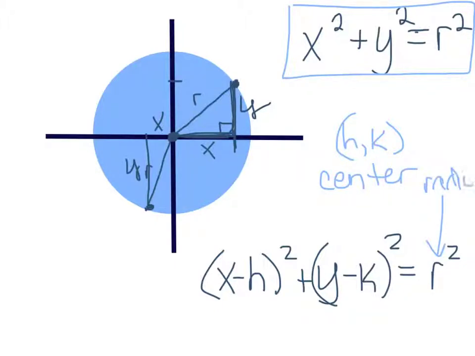So be careful. The mistake I see often is people think that it equals the radius, but the radius is actually the square root of whatever number it equals.